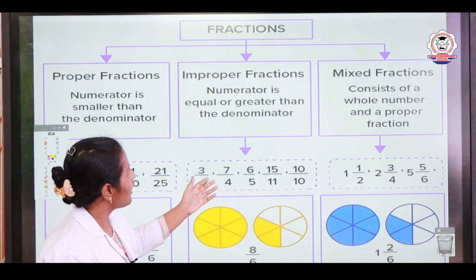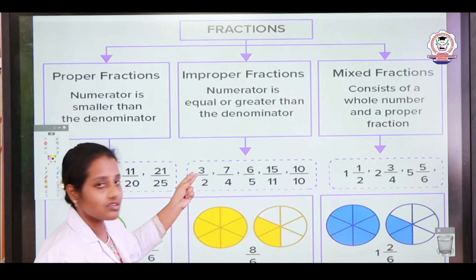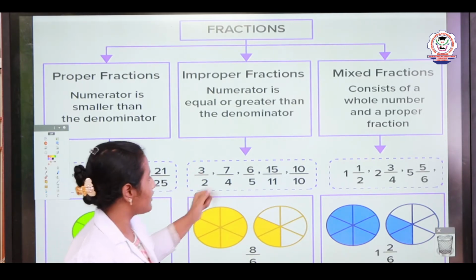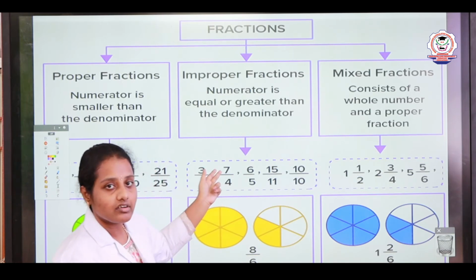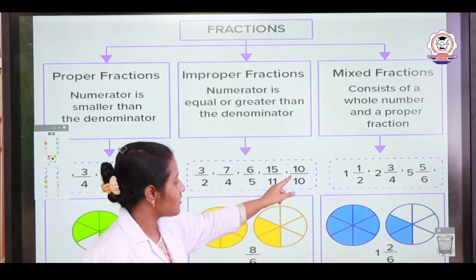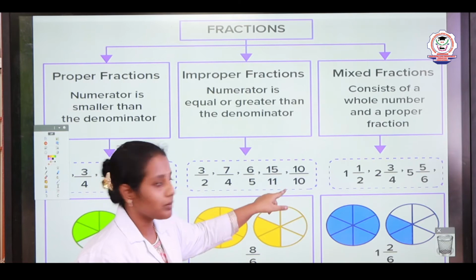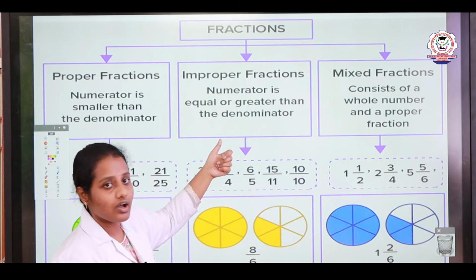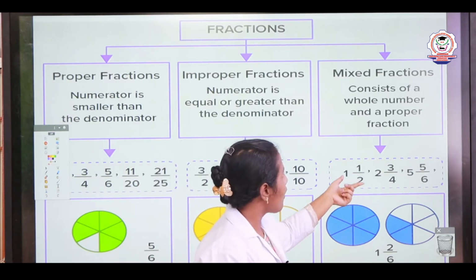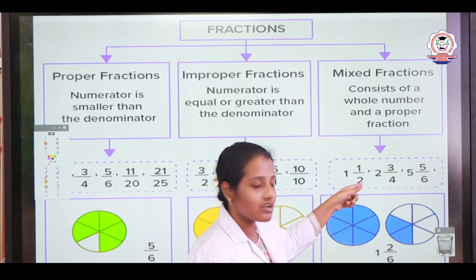Like that, they have given examples for improper fractions. See this, 3 by 2. The numerator is greater than the denominator. 7 by 4 also, the numerator is greater than the denominator. See here, they have given 10 by 10. 10 is equal to 10, so it is also considered an improper fraction, my dears. See here, they have given the whole number for the given fraction, proper fraction or otherwise improper fraction.